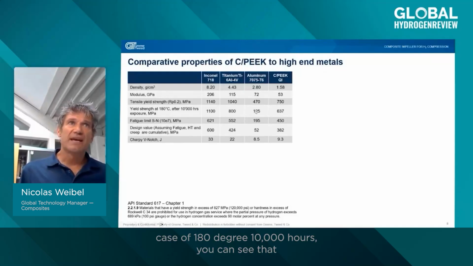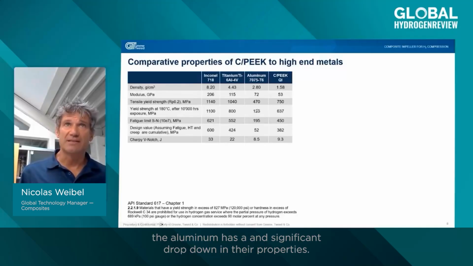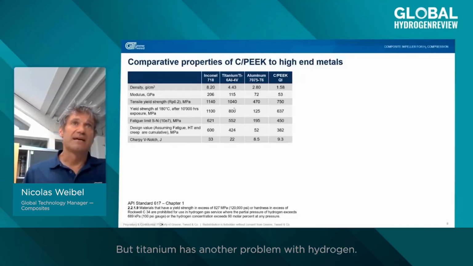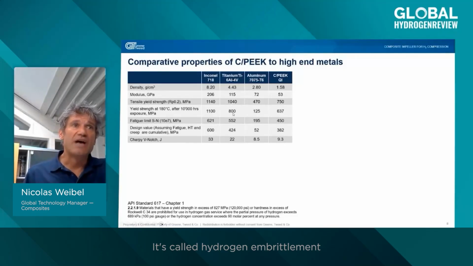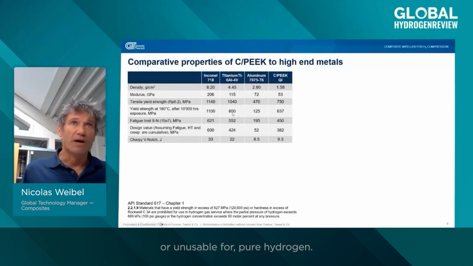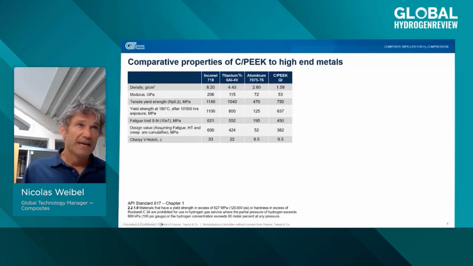And so in this case of 180 degrees, 10,000 hours, you can see that the aluminum has a significant drop down in its properties. Titanium, I haven't said it yet, but titanium has another problem with hydrogen. It's called hydrogen embrittlement. And hydrogen embrittlement makes titanium unfeasible or unusable for pure hydrogen.